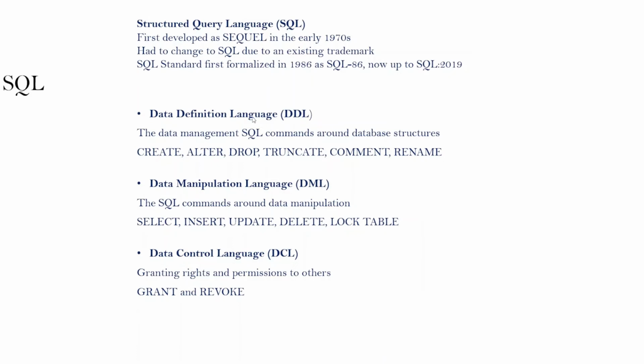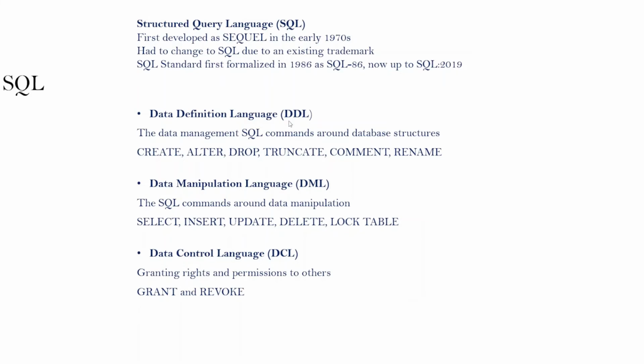Let's go one by one. So DDL represents data definition language. Data definition language is the data management SQL commands around a database structure, like create, alter, drop, truncate, comment and rename. And then data manipulation language, DML, is the commands around data manipulation. So select, insert, update, delete, lock the table.